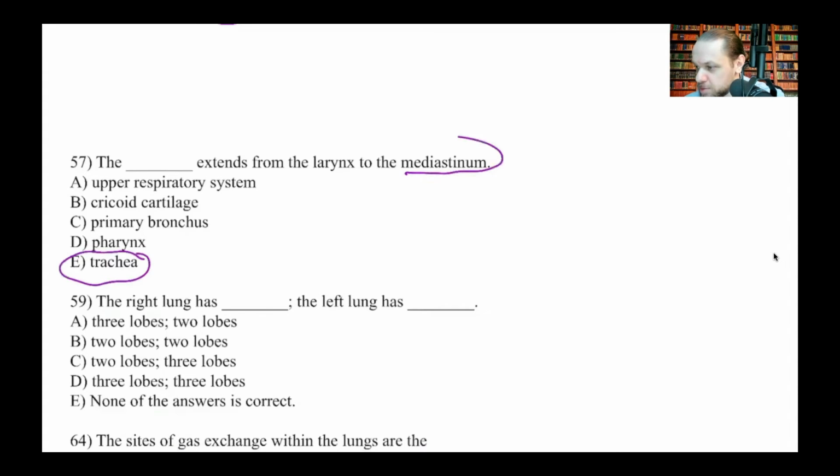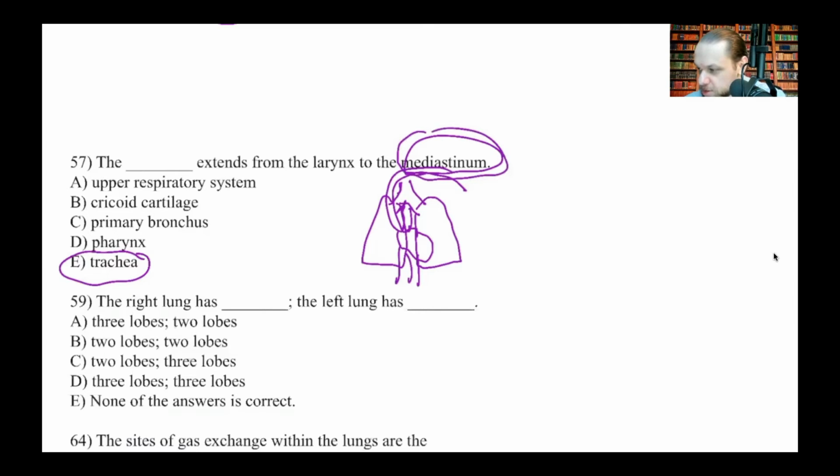By the way, what is the mediastinum? Let me see if I can draw this. I'm probably going to butcher it, but you have your lungs here, right? But in the center, you have your heart, you have your vena cava, you have your artery, and all the great vessels. So the mediastinum is basically all the stuff in the center between the two lungs: the heart, the great vessels, vena cava, aorta, and the esophagus that runs posterior. So the mediastinum is all the stuff in the center.